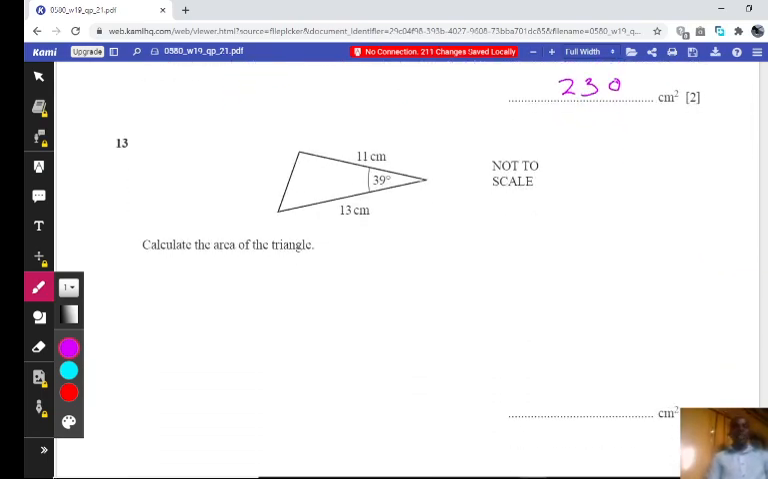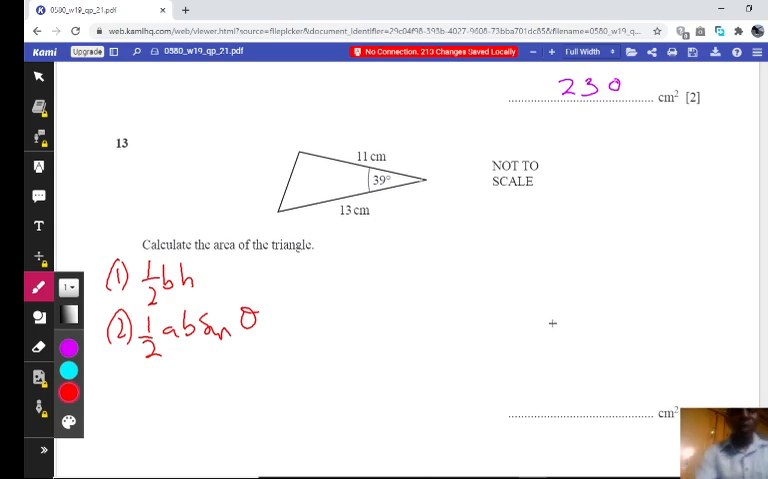Question number 13. Calculate the area of the triangle. There are two formulas for finding the area of a triangle. One is half base times height. But in this case, there is no height. So we use another formula where there's an angle. It will be half ab sine theta, where theta is the angle that is being formed by these two sides a and b. Please take note, the angle must be between these two sides a and b.